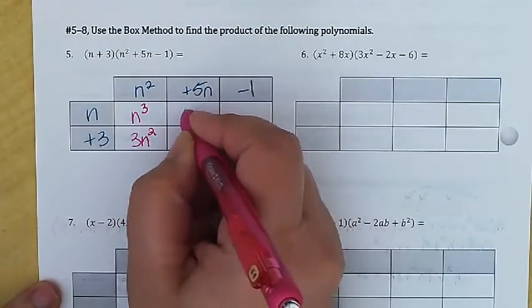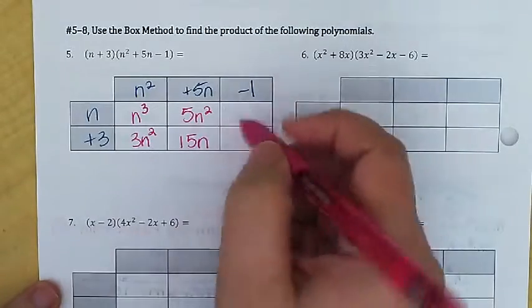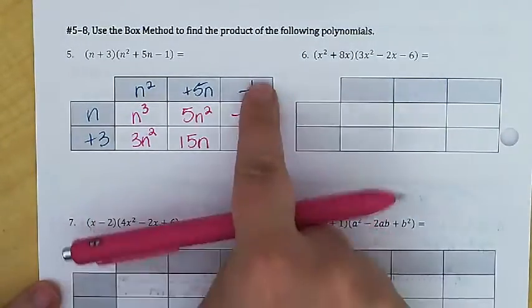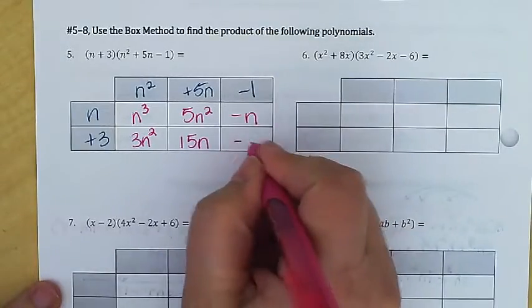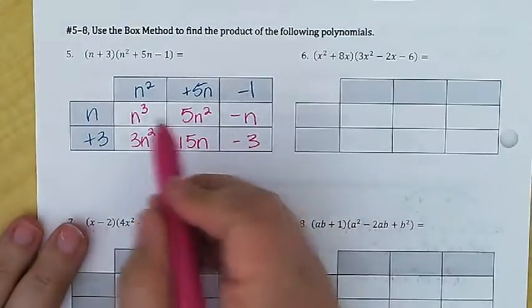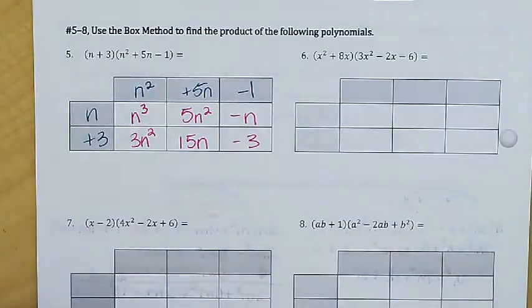N times 5n is 5n to the second power, or squared. N times negative 1 is just a negative 1n, or negative n. And 3 times negative 1 is negative 3. And so it's just a nice way to make sure you've covered all your bases and that everything that needed to be multiplied is.